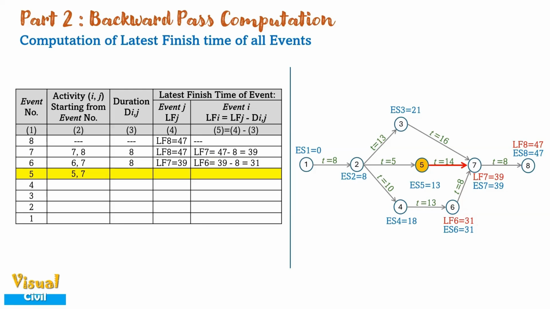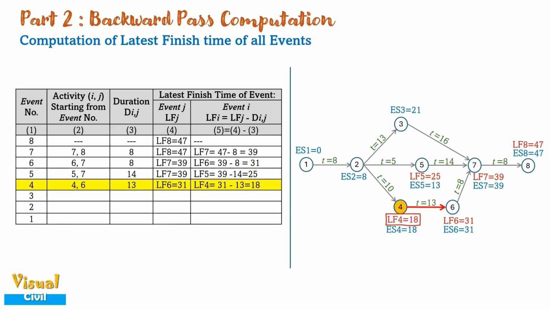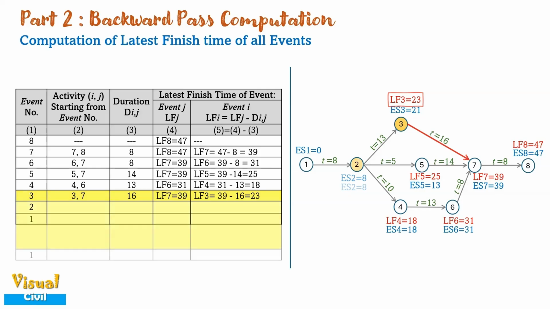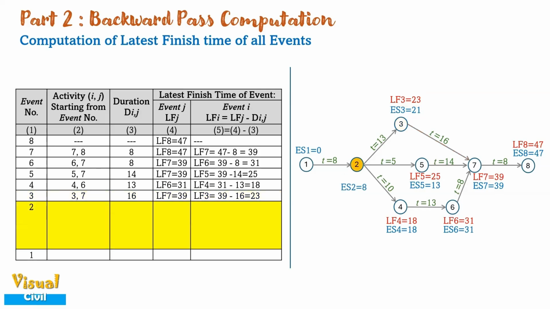Similarly, we can do the calculations for event 5 where activity 5-7 is starting, for event 4 where activity 4-6 is starting, and for event 3 where activity 3-7 is starting. From event 2, 3 different activities are starting. First, activity 2-3, second, activity 2-4, and third, activity 2-5.